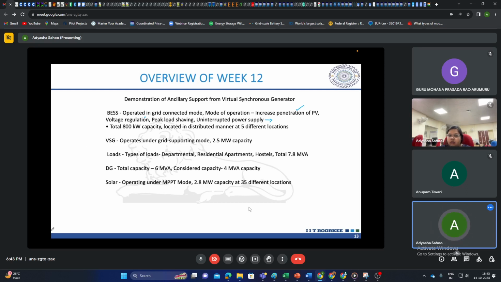So here, if you remember, we had 5 different locations where we are considering that batteries have been deployed in the campus. Then we consider that one VSG, virtual synchronous generator, of 2.5 megawatt has been deployed. Then different loads are considered here of 7.8 MVA capacity. Then we have DGs, diesel generators, in the campus, and we have solar PV panels at various locations.